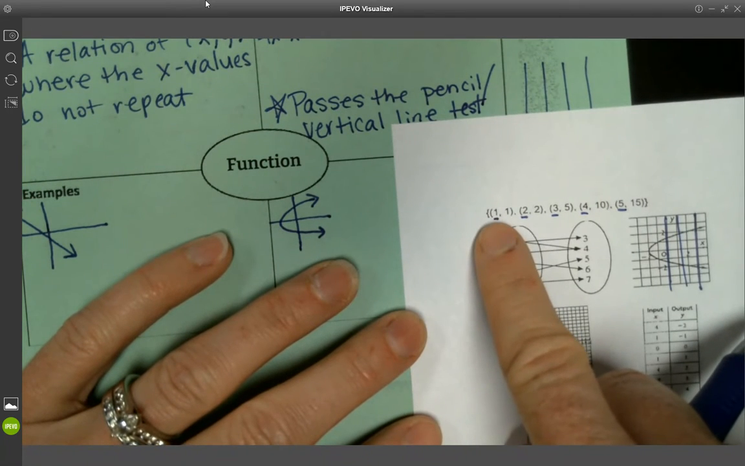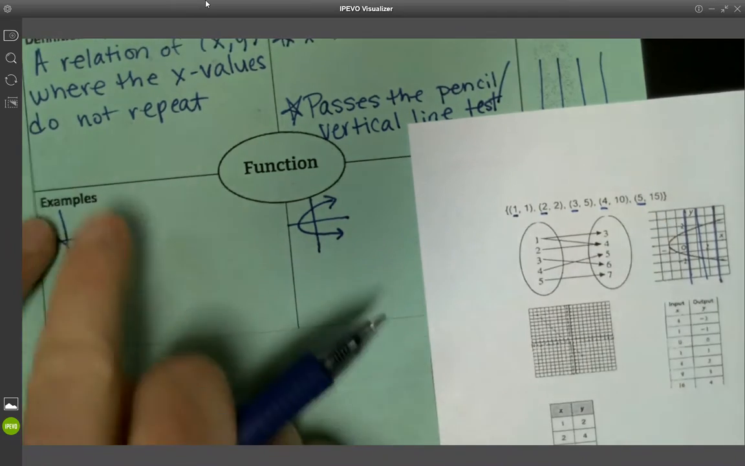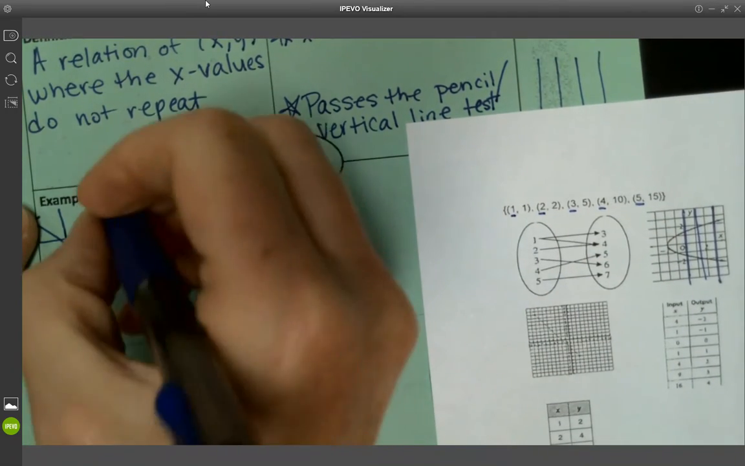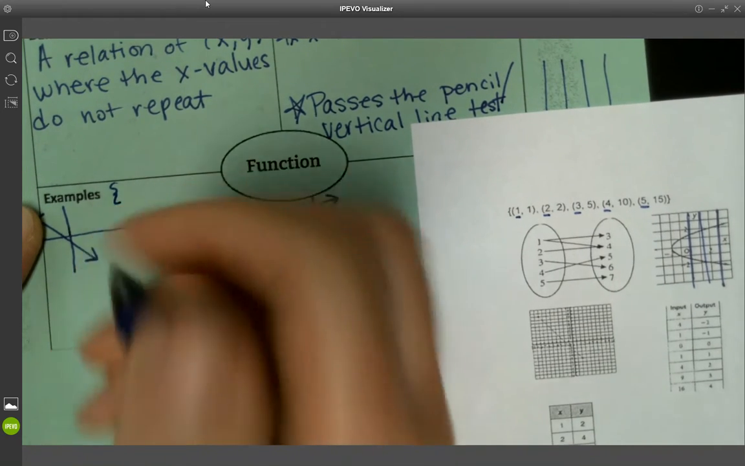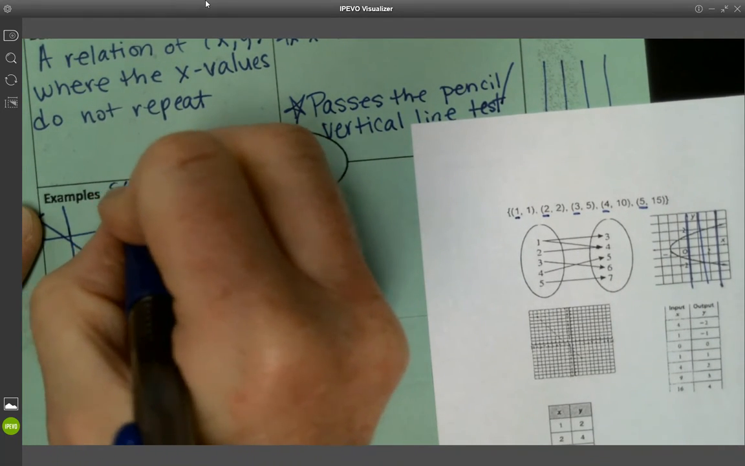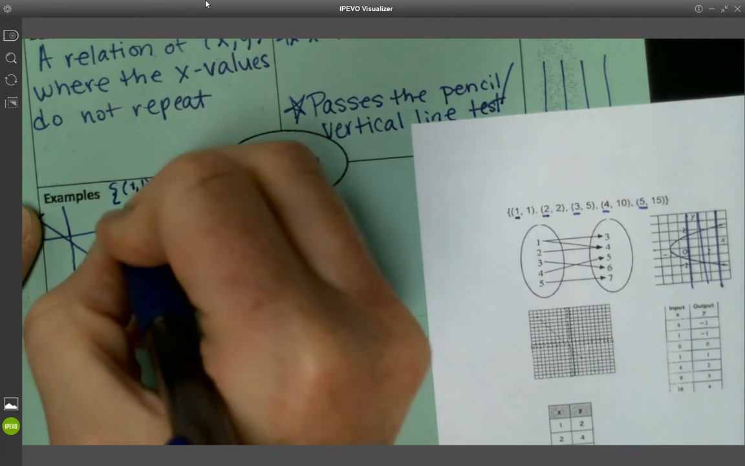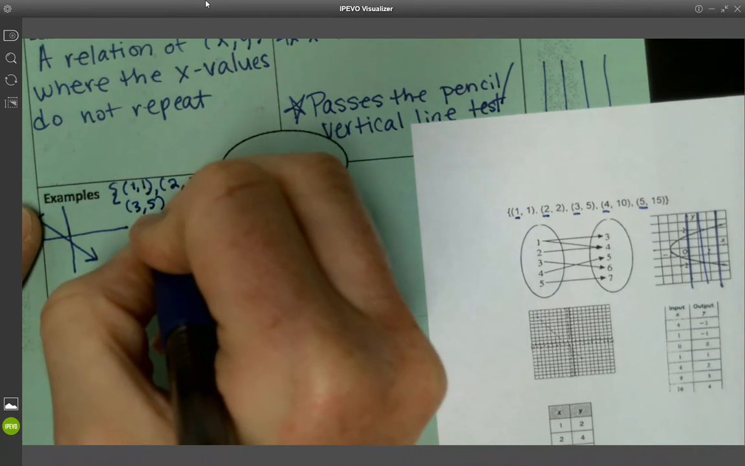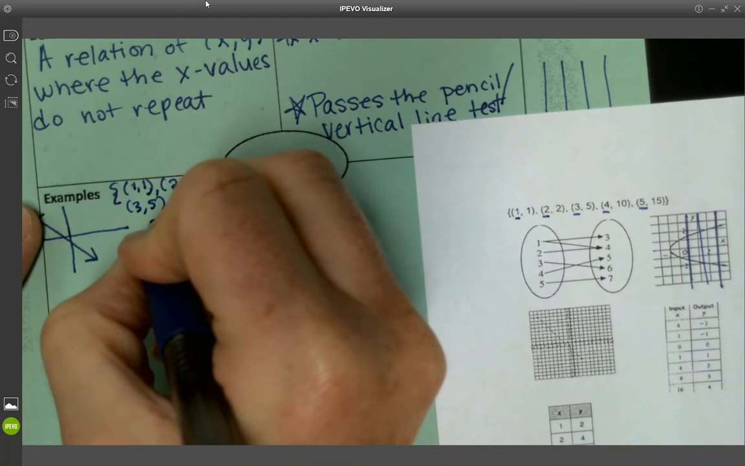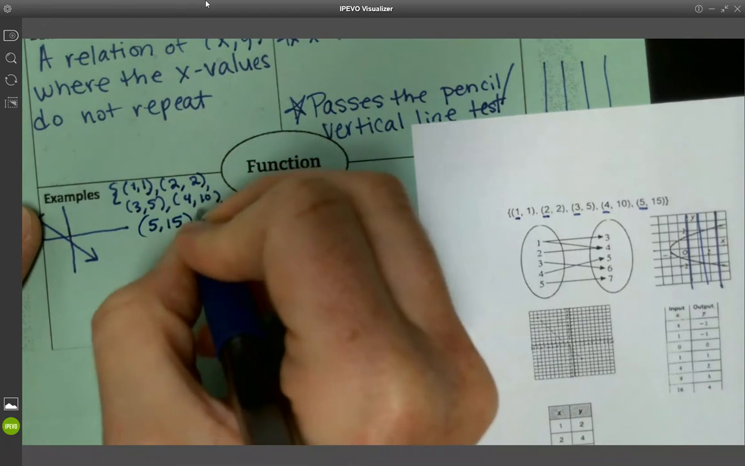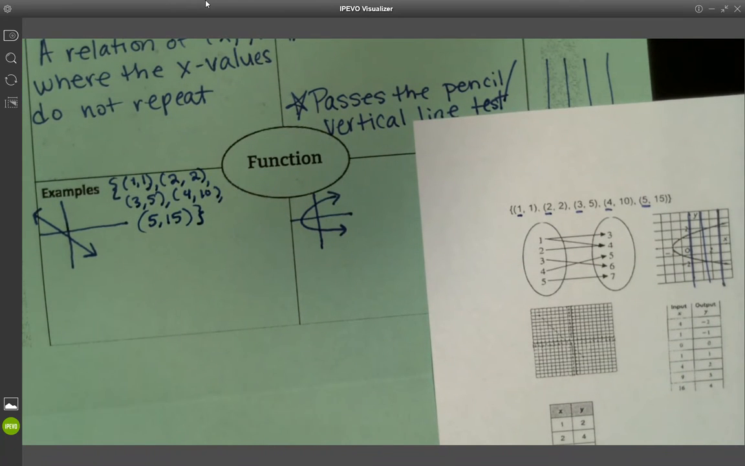So we have 1, a 2, a 3, a 4, and a 5. It's a function. So go ahead and write it here. Do those curly braces. They're kind of hard to do. It's like 2 S's. So we have (1, 1), (2, 2), (3, 5), (4, 10), (5, 15). So it is an example.